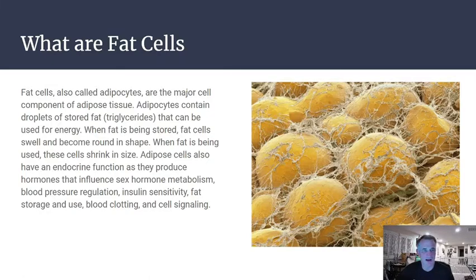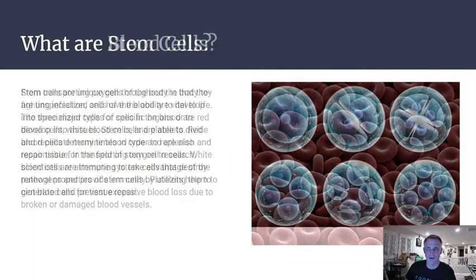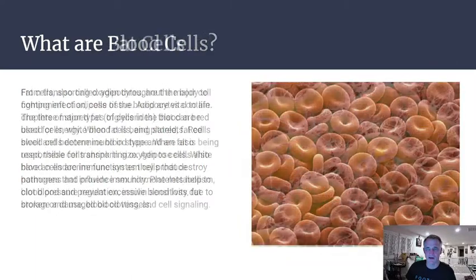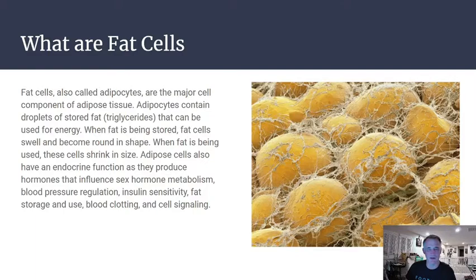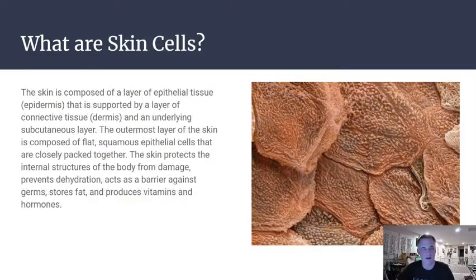Adipose cells also have an endocrine function. They produce certain hormones that help to influence the sex hormones, metabolism, blood pressure regulation, insulin sensitivity, fat storage and usage, etc. So again, and I'm not done yet, but even if you just look at these first few cells, they have very different shapes because they have very different functions. So let's keep going. Here's another one.